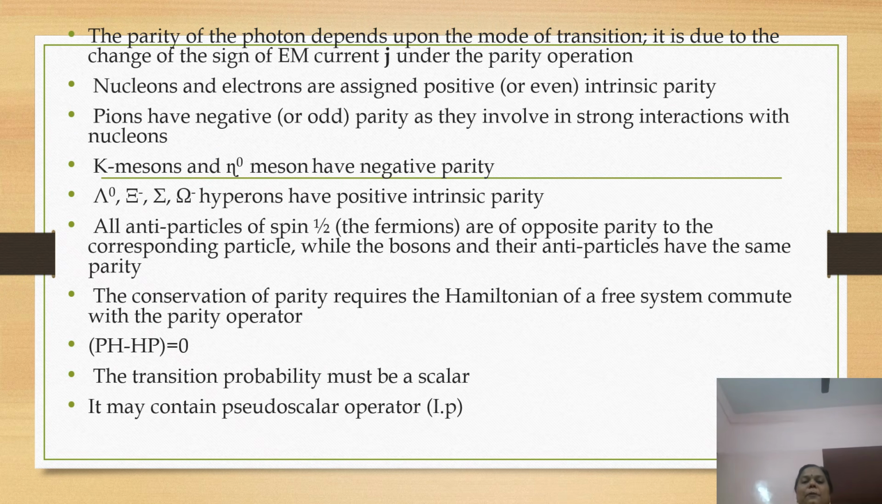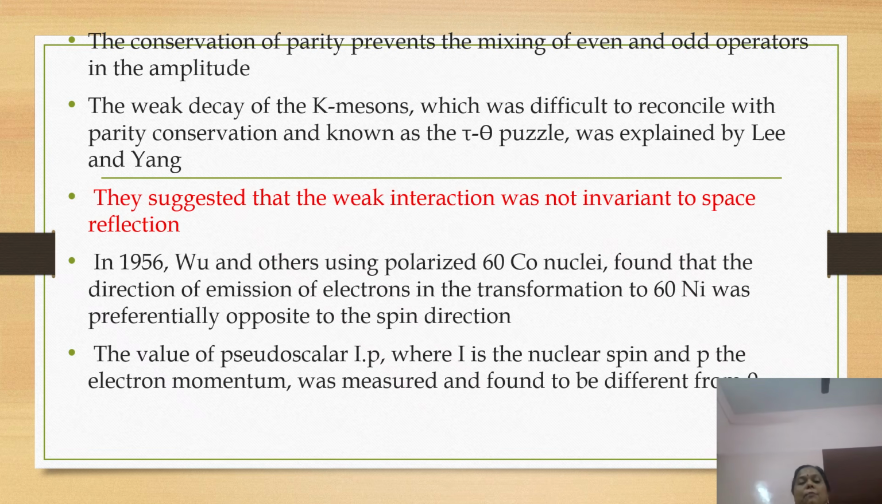So the parity of the photon depends upon the mode of transition and it is due to the change of the electromagnetic current J under the parity operation. There are a few hyperons which have positive intrinsic parity, and K meson and eta naught meson have negative parity. Pions have negative parity as they are involved in the strong interactions with the nucleons. The conservation of parity requires the Hamiltonian of the free system to commute with the parity operator. Hence PH minus HP should be equal to 0, and it can also contain the pseudo scalar operator, which is represented by sigma dot P.